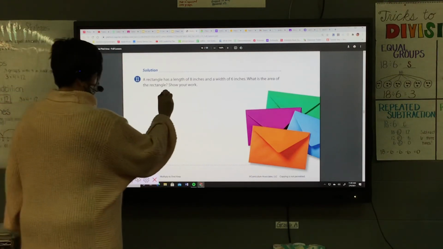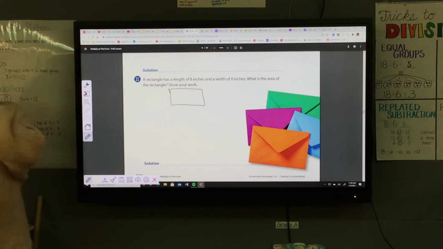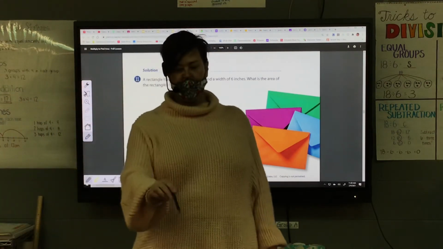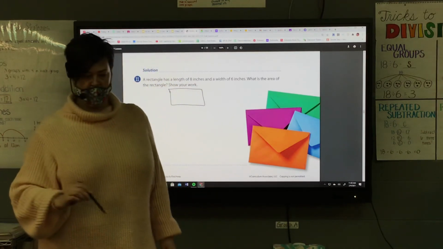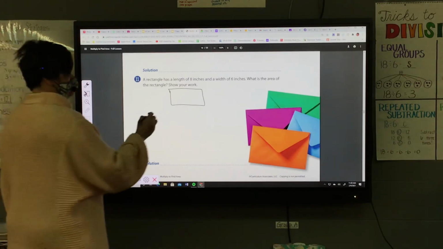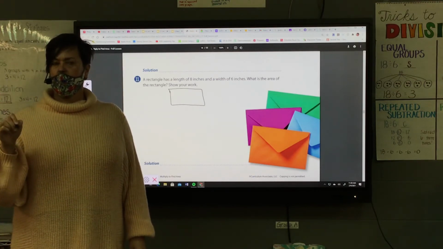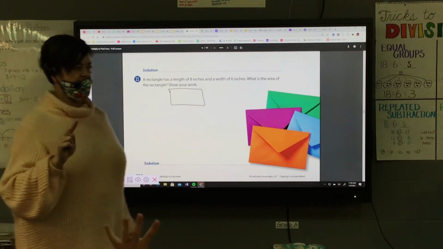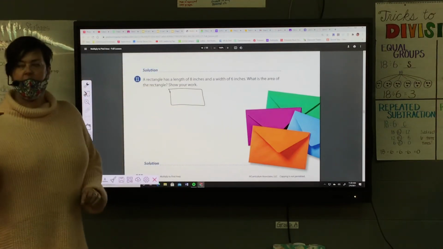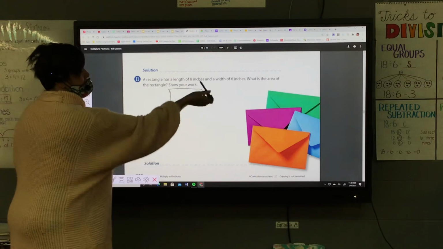Okay, a rectangle has a length. Which one is the length? Point to the length on your rectangle. I want you to label the length 8 inches. Can we abbreviate inches? Yeah. How do we abbreviate inches? What 2 letters? Lucas. I-N.